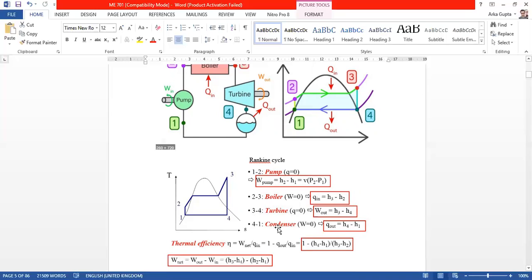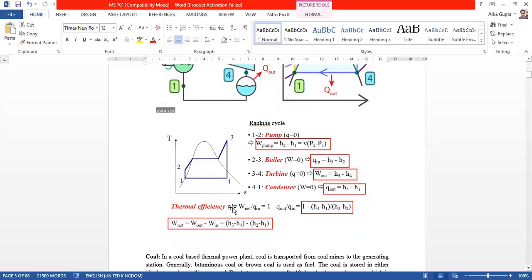And lastly, the condenser. Generally it is not a work input or output device, so work done is neglected here. So in the condenser, h4 minus Q out, since heat is going out, is equal to hf1. So Q out is equal to h4 minus hf1.